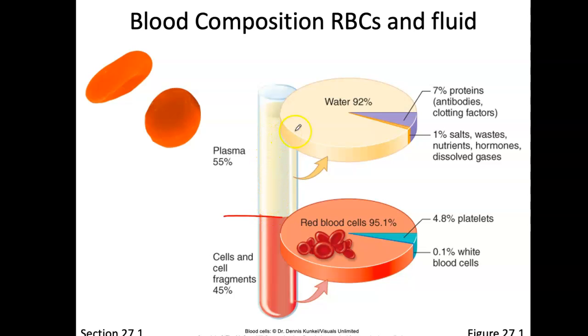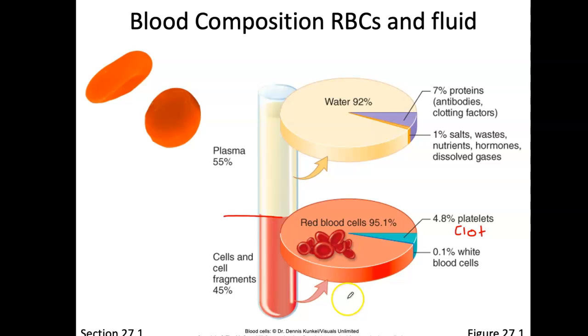and it truly is watery. Look at the composition here of that plasma. It's mostly water, and it has some proteins and some salts and hormones and gases, but the majority here is water and proteins, and down below are red blood cells, white blood cells, very few, 0.1%, and platelets, which are the cells that are going to help clotting, and put clot here.